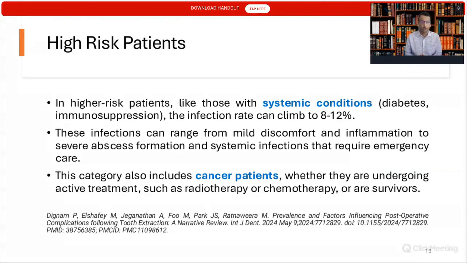Another aspect is patients having systemic conditions, for example, diabetes. Diabetes plays a major role. If a patient is diabetic, the chances of getting an infection are almost 8 to 12% higher. And these infections can range from mild to moderate inflammation and even to severe emergency situations.